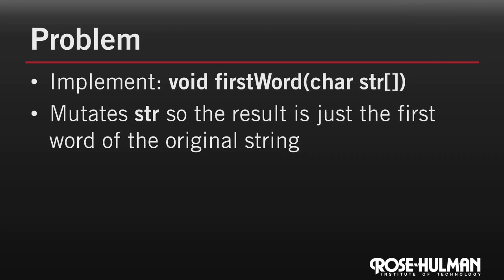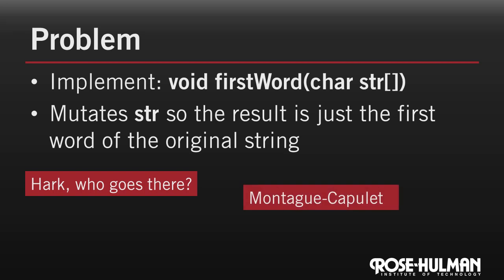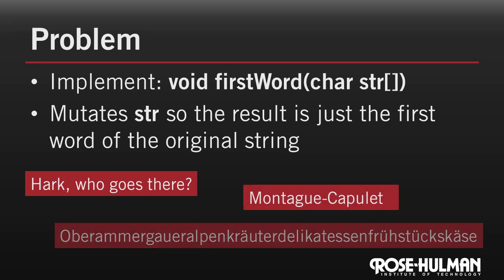Here's the problem we're going to solve. We want to implement the first word function that takes a string and mutates it so that the result is just the first word of the original. Before we jump into coding, let's think about that for a minute. What do we mean by the first word? A first thought might be everything up to the first space. That's a good start, but it's actually more complicated than it might seem. What about punctuation? And some languages, like German, run words together.